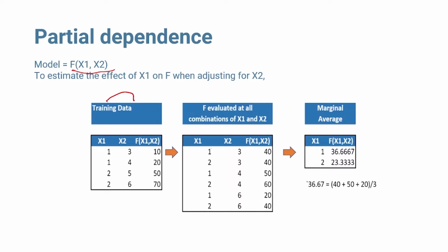So take the example where x1 is equal to 1. You have 3 occurrences. x1 is 1, x2 is 3, x1 is 1, x2 is 4, and so forth. And so then you just take the average of those 3 values. And you also do this when x1 is equal to 2. So then your predicted value just comes out to be 36.